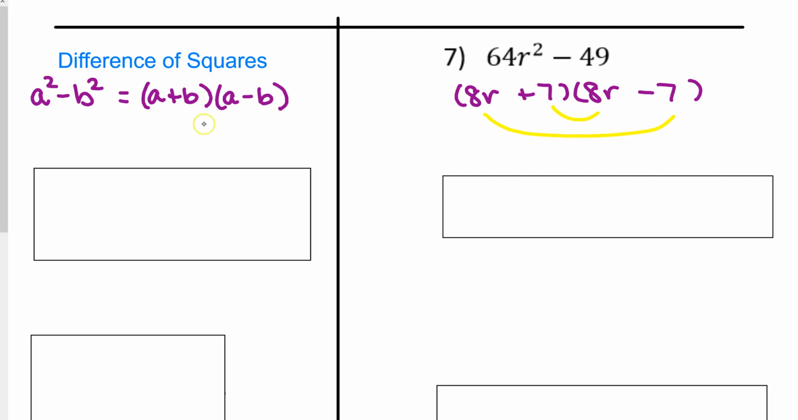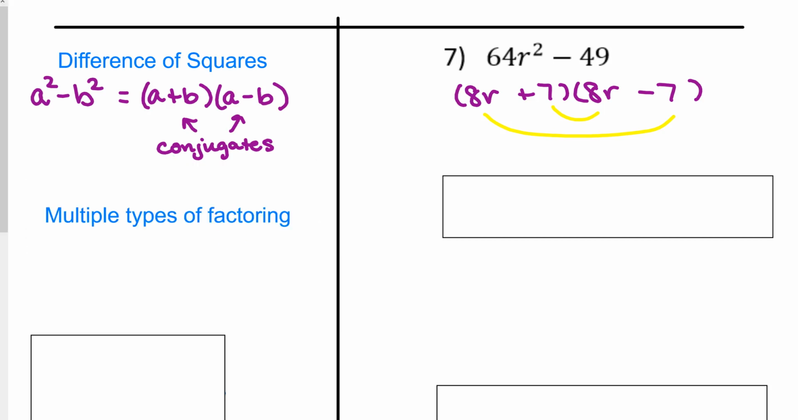So again, these two expressions are called conjugates. They're conjugates of each other. They look the same except one has a plus, one has a minus, and when you multiply conjugates, you always get a difference of squares. Okay. Let's take a look at what's next.